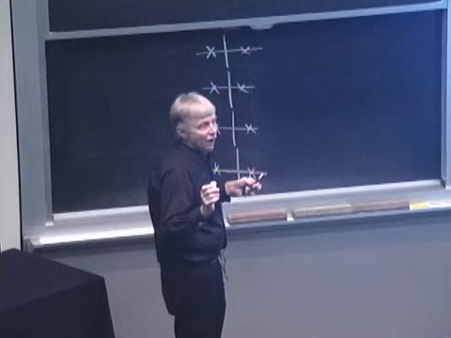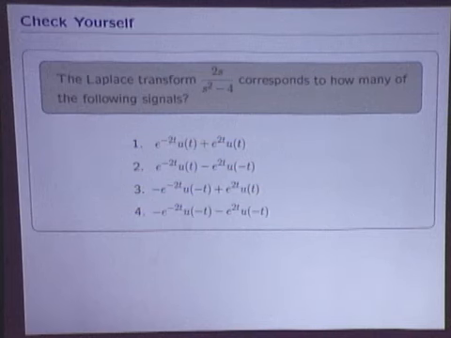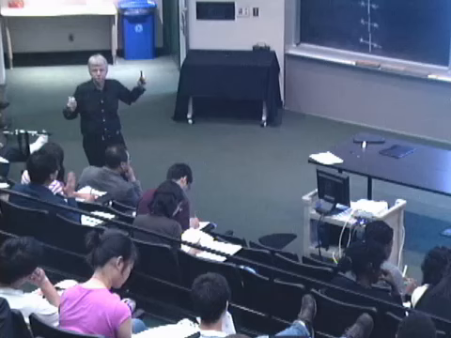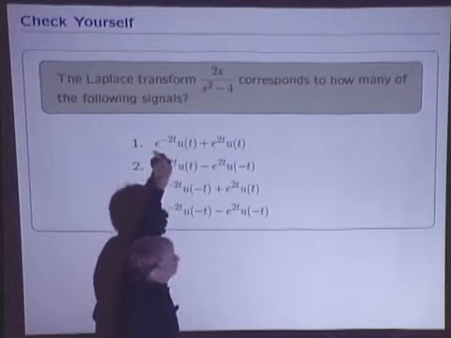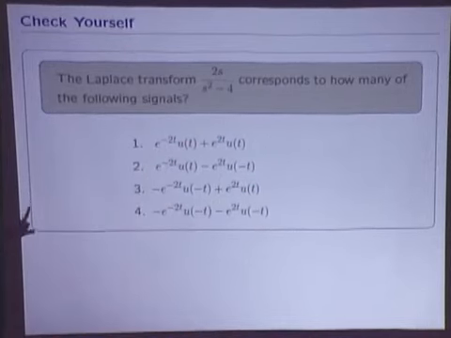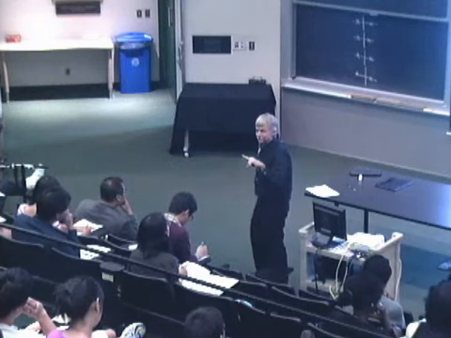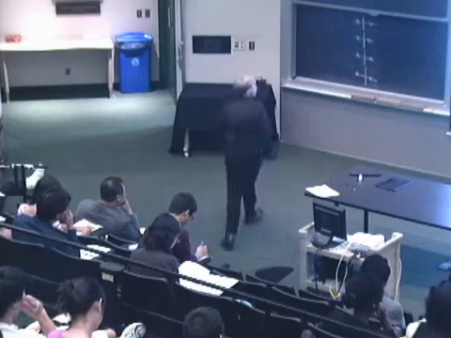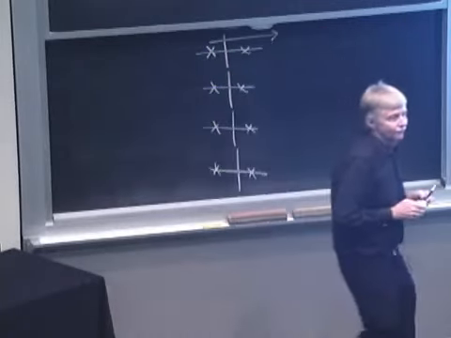Okay? Where's the region that corresponds to function 1? So here's the pole at -2. e to the -2t corresponds to a pole at -2. u of t is a right-sided function. Where's the region that corresponds to the pole at -2? To the right of -2, right? So this first function converges to the right of -2.